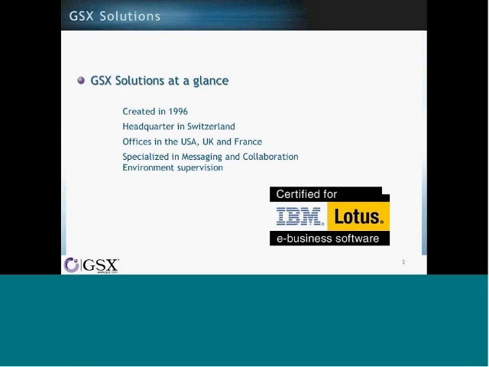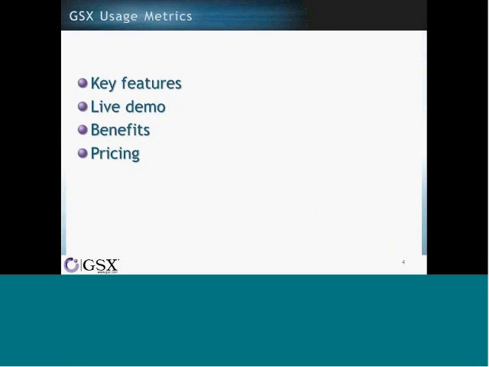So very quickly, for people who don't know us, GSX is now a 16-year-old company. We monitor and report on messaging environments, especially on Lotus Notes. Our main tool, GSX Monitor and Analyzer, is able to monitor and report on Lotus Domino, Quickr, Traveler, etc. The last thing we showed at Connect was how we were Domino 9 ready. So let's have this small agenda. We check the key features of the usage metric and its philosophy, a live demo, the benefit, and of course we can speak about the pricing.